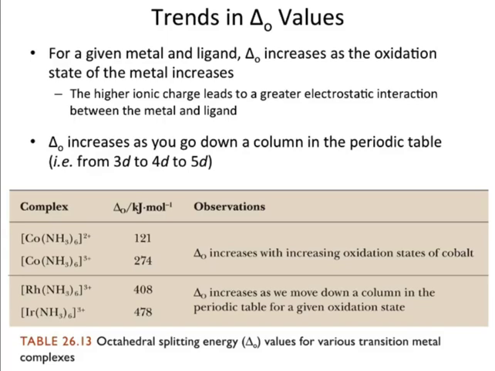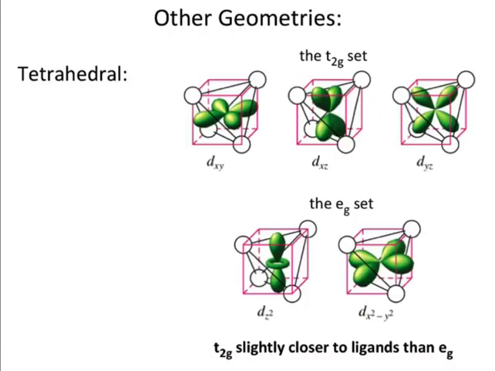Hopefully that made sense. And then as you go down a column in the periodic table, delta tends to increase as well. I don't have a nice little explanation of why, but experimentally we've seen it. And so this table from Macquarie shows you some of these experimental numbers. So that's octahedral. This also happens for tetrahedral.